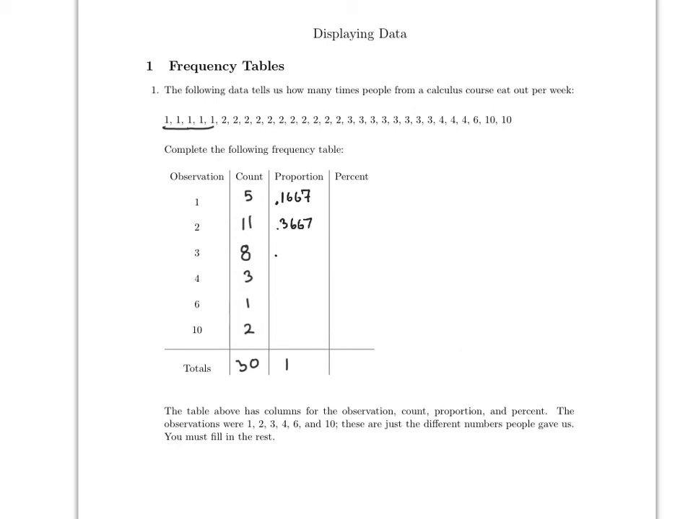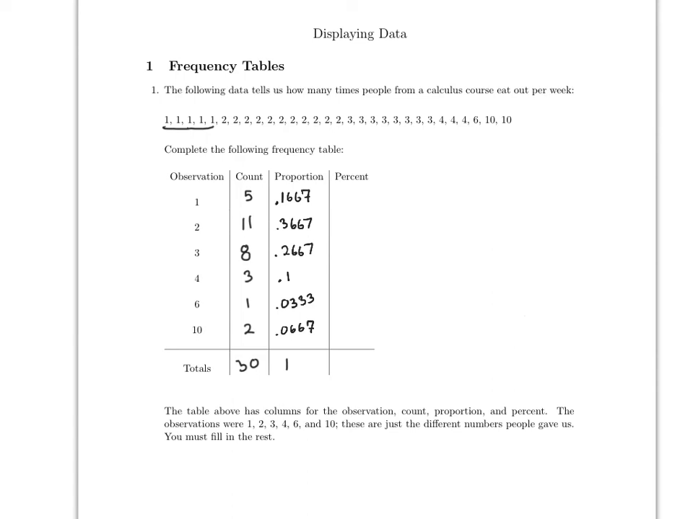Here I could write 0.3667, 0.2667, 0.1, it's kind of a nice one, 0.0333, and 0.0667 there. And once again, the only thing I did to get those proportions in that form is take 5 divided by 30, or 11 divided by 30, or 8 divided by 30. So actually just convert it to a decimal.